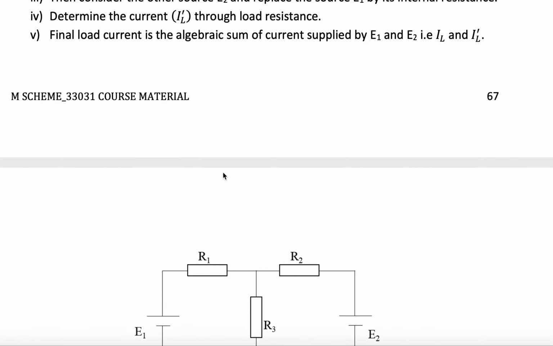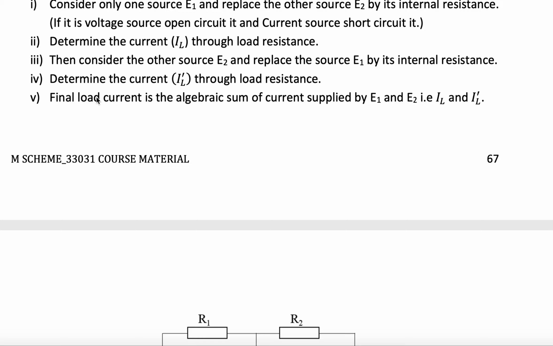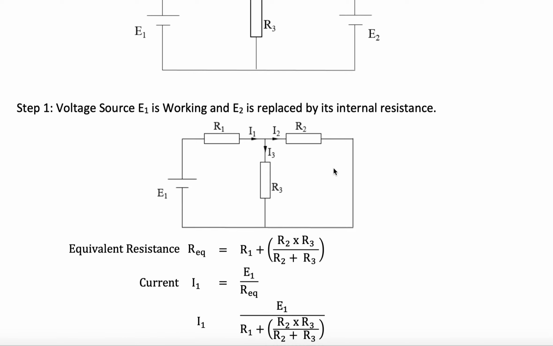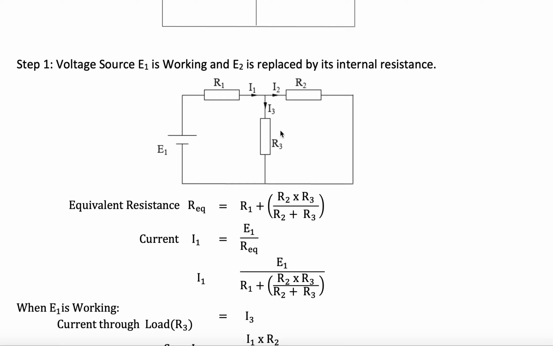What about the end result? End result is nothing but the sum of these two currents. Initially we named it as IL, second time we named it as IL dash, then IL and IL dash you have to add them algebraically. What does that mean by algebraically? Depending upon the current direction, if in both the cases the current flows in the downward direction, then you can add them. When the current directions differ, then you have to subtract them. That is the way.